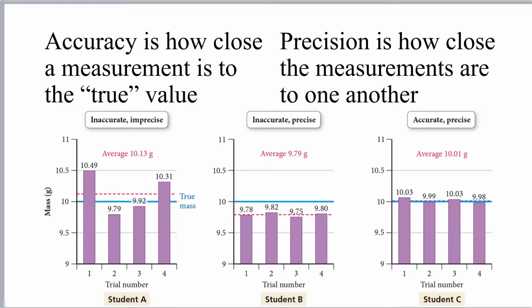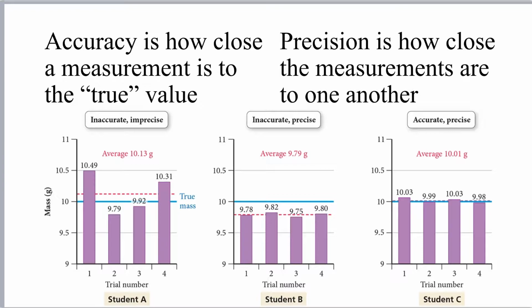For instance, let's say we've got an object that has a true mass of 10 grams. Maybe it's a calibration weight we've bought. And we do 4 trials and we measure the mass 4 different times. So we get 10.49 grams, 9.79, 9.92, and 10.31. On average, that weighs 10.13 grams. So we would say because on average, this red dotted line is higher than the true line, we're going to say that this is inaccurate.